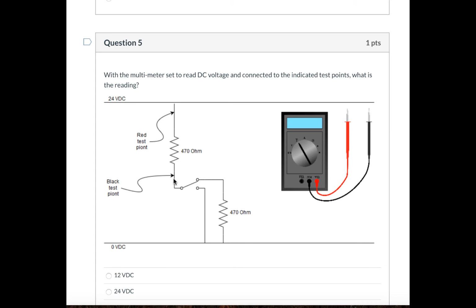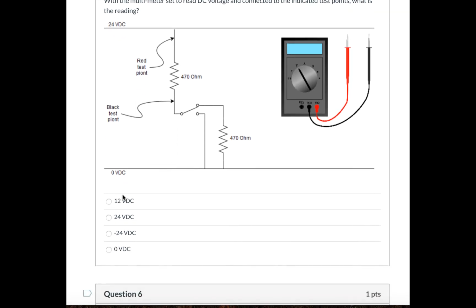So we have current flow through this path. It's flowing through each of these resistors in series. So we have voltage drop across each resistor. Because these resistors are the same value and are in series, we have the same voltage drop across each of them. So our voltage goes 24 volts, dropping down to 12 volts here. 12 volts drops through this resistor down to 0 volts. So the difference between 24 volts there and 12 volts here is 12 volts.